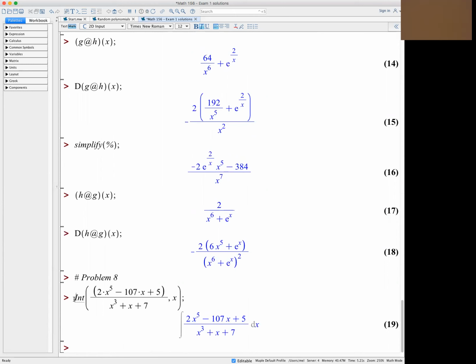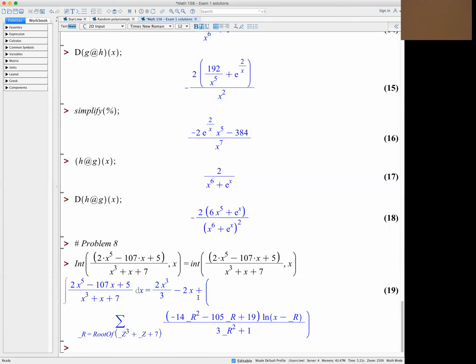How do we get the answer? We write down the same expression, but with a lowercase I. Wow. So what this says is we get this polynomial plus something which is too complicated for Maple to do explicitly, which means it can't be done. But there's some number r, which is a root of this equation. And so there's this constant times a log x minus r. That's just what it turns out to be. Can't do anything about it.